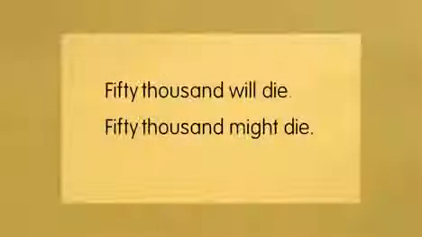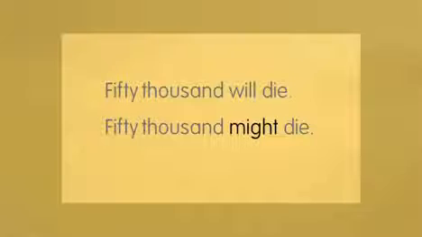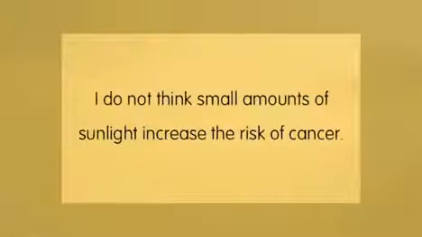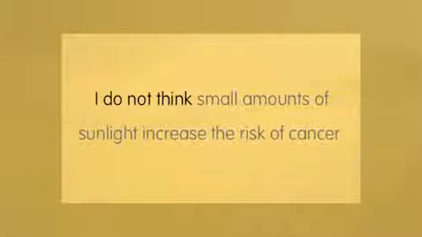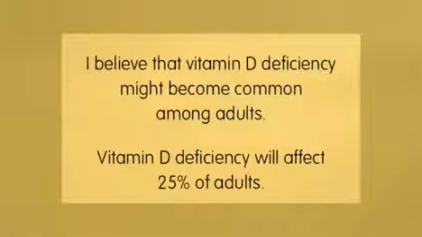Look at these examples. Can you tell which ones are facts and which ones are opinions? 50,000 will die. 50,000 might die. The second statement uses might. It's an opinion. Here's another one. I do not think small amounts of sunlight increase the risk of cancer. Small amounts of sunlight do not increase the risk of cancer. In the first statement, you can see I do not think. This is an opinion.